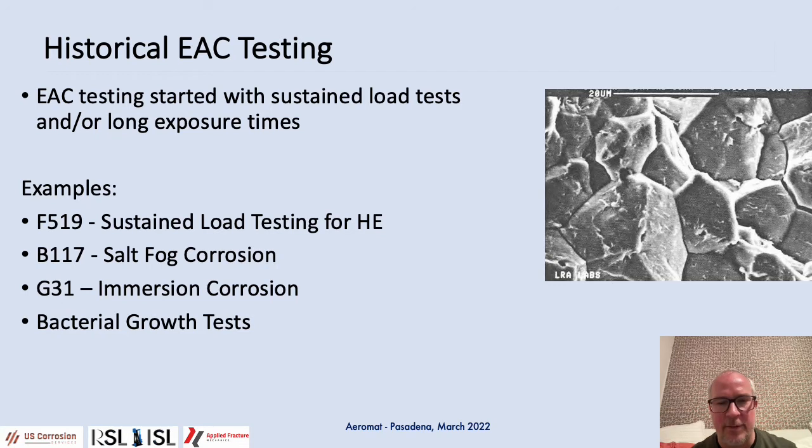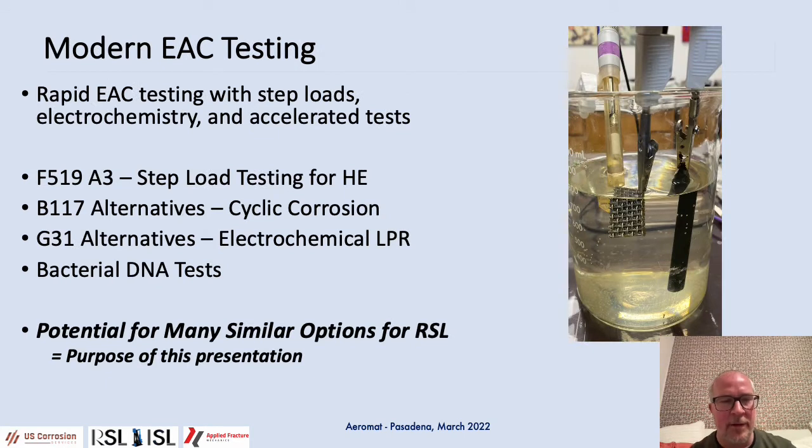So historically, environmentally accelerated corrosion tests have relied on sustained loads with long exposure times, and some examples are the F519 sustained load test that I mentioned before, the salt fog corrosion testing, G31, which is used for immersion corrosion, or bacterial growth tests. And for all of these, we've steadily been working to find faster methods that can do the same analysis. So with modern environmentally accelerated corrosion testing, we're replacing those older methods with new methods that provide similar but faster results, and in many cases are more quantitative.